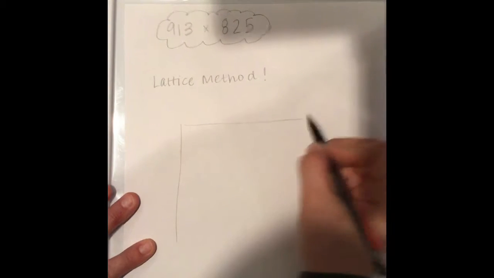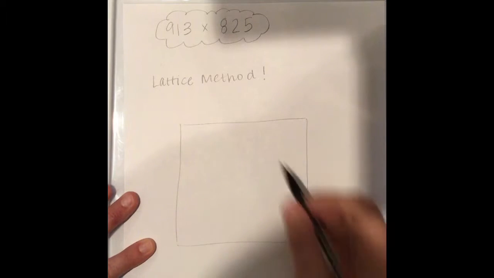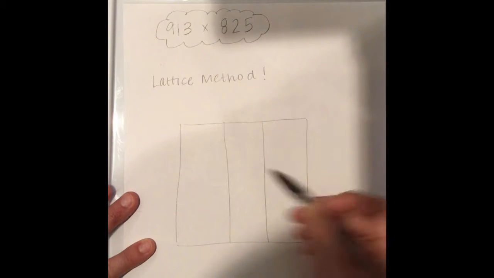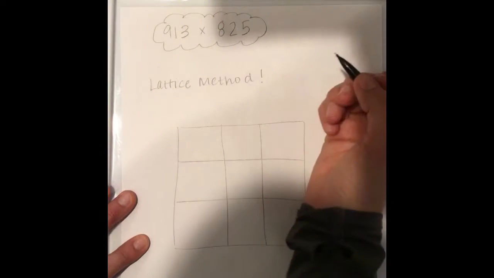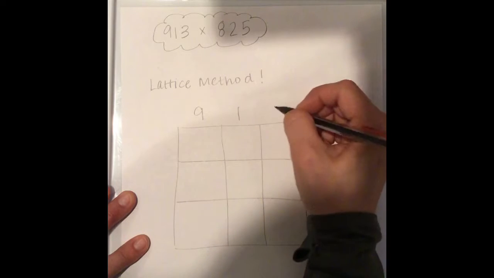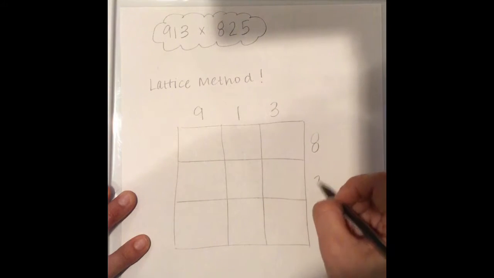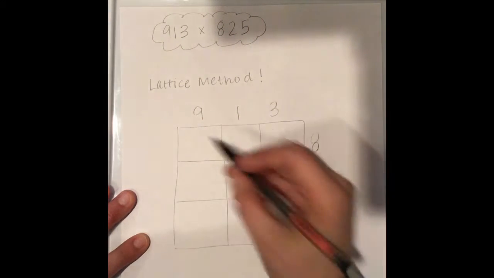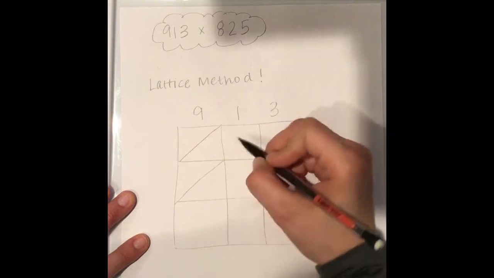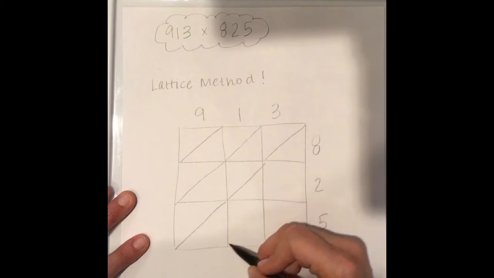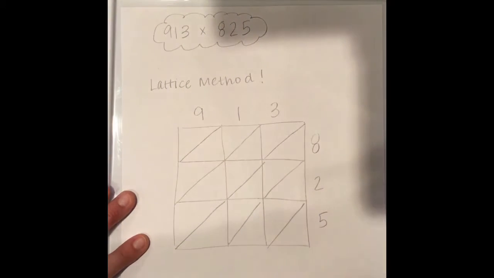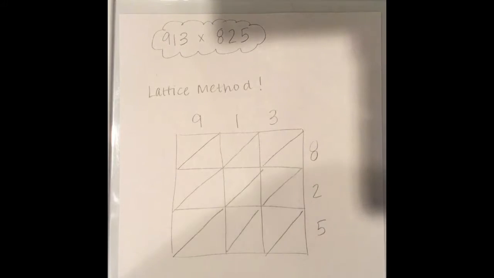So you can just draw a square, 3 columns, and 3 rows. I'm going to write my numbers in. So I'll have 913 times 825. And then you need to draw diagonals from the bottom left corner to the top right corner of each box. And notice it doesn't have to be anything super fancy, because my lines aren't very straight. My boxes aren't really the same size, but it still works.